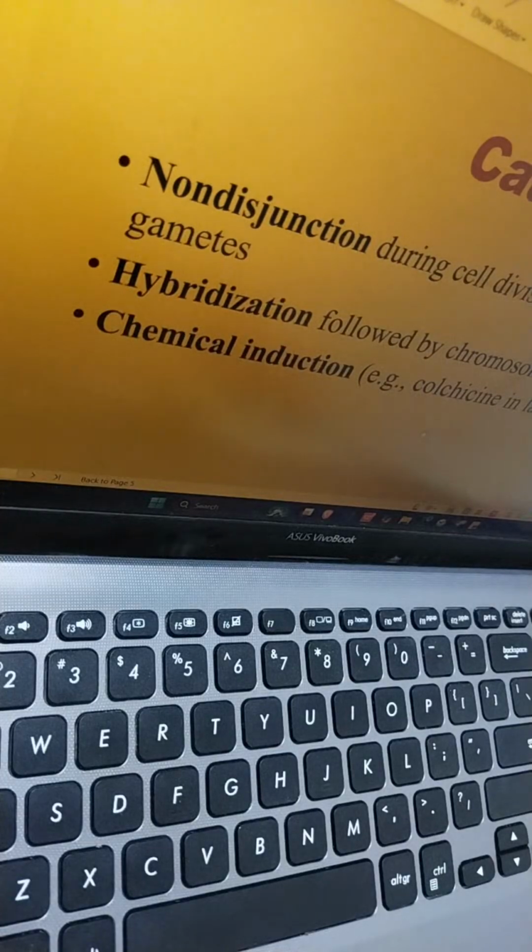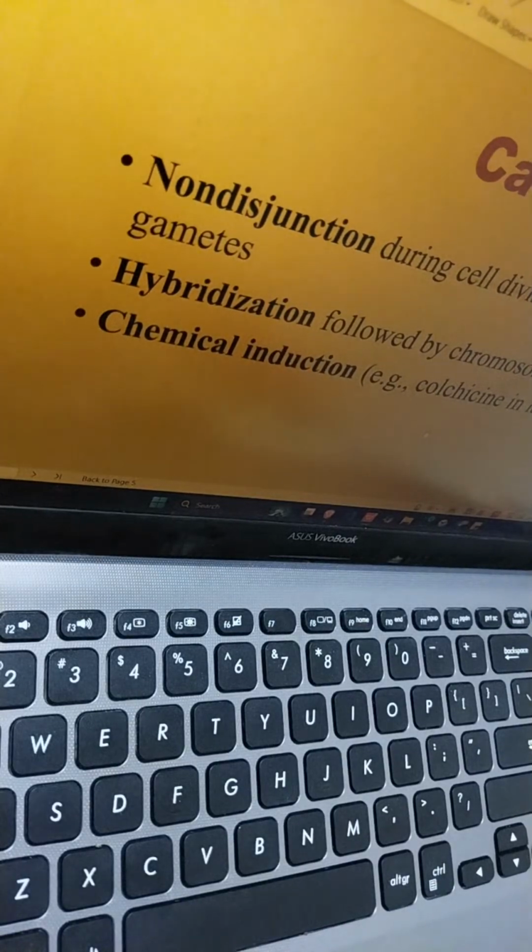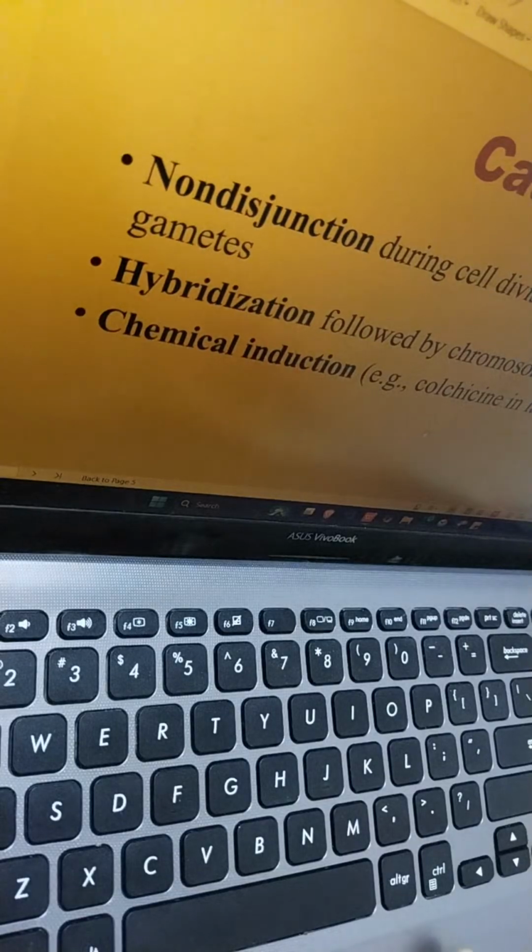What are the causes of polyploidy? There are three causes: non-disjunction, hybridization, and chemical induction.